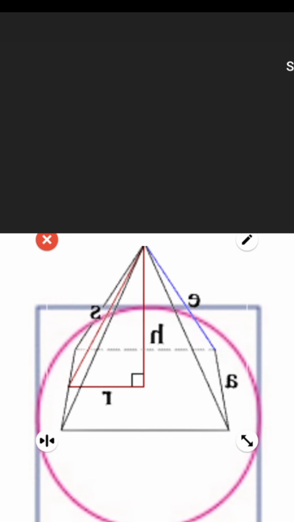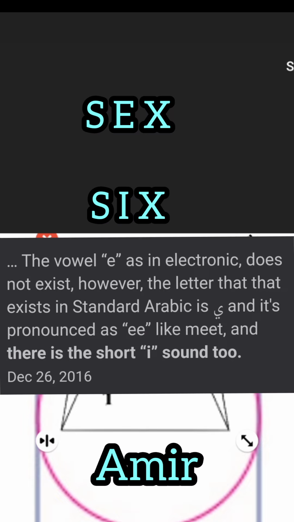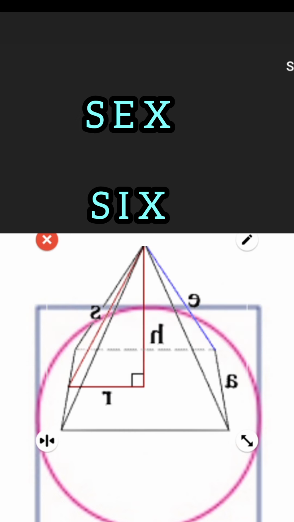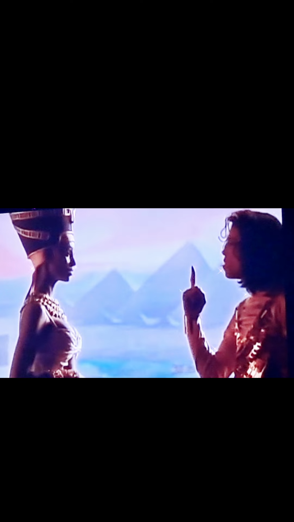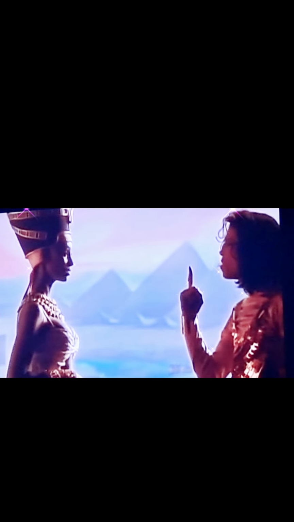Sex is not a bad thing if you understand that sex and 6 is synonymous, because the I makes the E sound in the east. So when you really saying six, you really saying sex. Six and sex are one. Because the pyramid represents ascension. The pyramid represents resurrection. The pharaoh is inside of the pyramid. The pharaoh represents the sun. The pharaoh is the sun. X marks the spot.